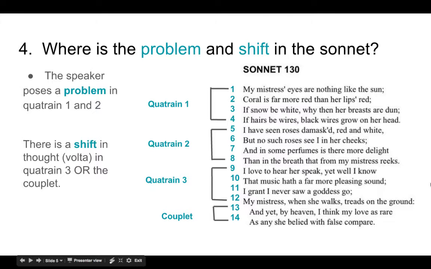The fourth thing you need to know about a Shakespearean sonnet is where the problem is and where is the shift. So what does that mean? The speaker will always pose a problem or something he or she is pondering about in quatrain 1 and quatrain 2. Then there's a shift. There's a change in thought, and that usually will happen in quatrain 3 or the couplet. So when you are reading a sonnet, make sure that you understand that. You will always have the problem in quatrain 1 and 2, and then there's a shift, a change in thought in quatrain 3 or the couplet.